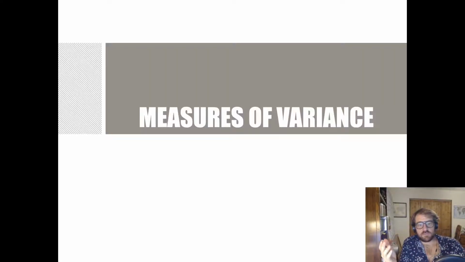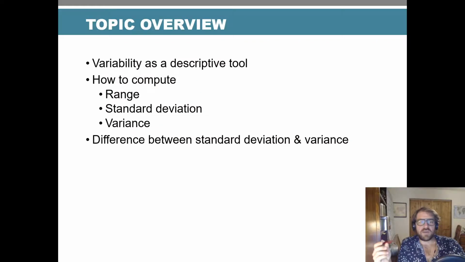Let's talk about measures of variance. I gotta make the slideshow move. There we go. So we're going to talk about variability and how it's used to describe our data sets. And then we're going to talk about how to compute range, standard deviation, and variance, and the differences between standard deviation and variance. They're similar, but they're different.